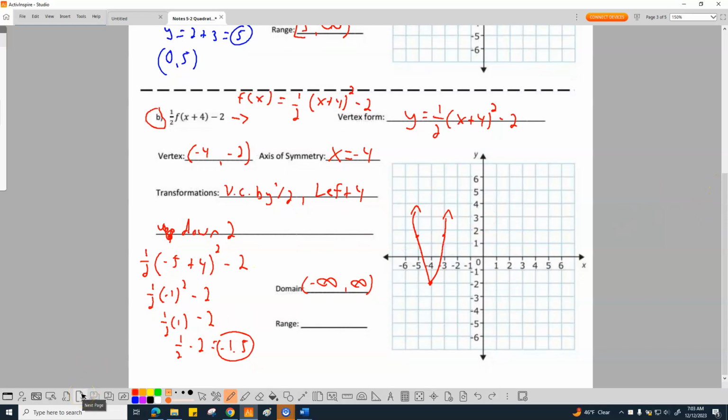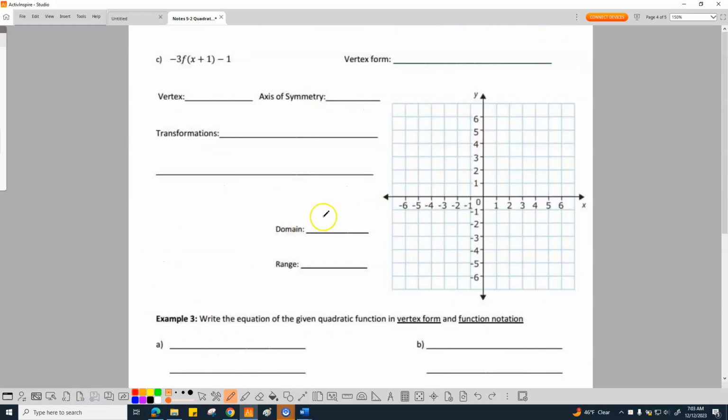I'm going to go now to the next one. The last thing I'm going to show you, the only difference on this one is a reflection that's going to have a negative. So write it like this: f of x equals -3 times (x plus 1) squared minus 1. So what's going to end up happening is your entire thing is going to go down. So you'll have a shape like this instead. So make sure you understand that.